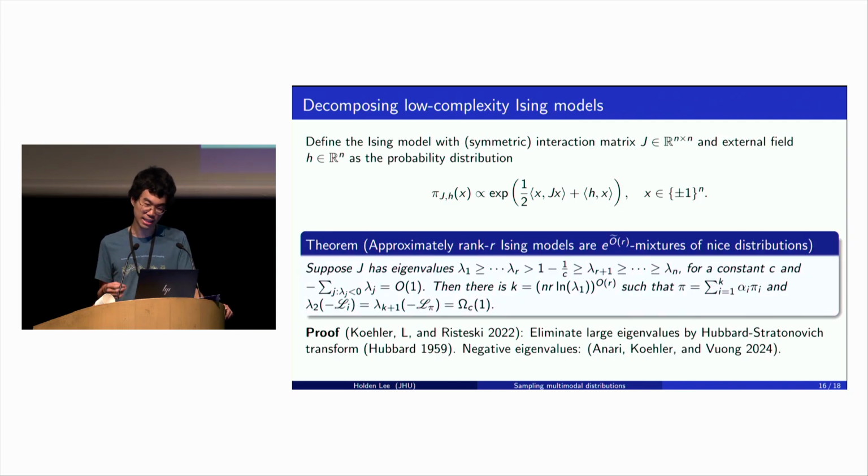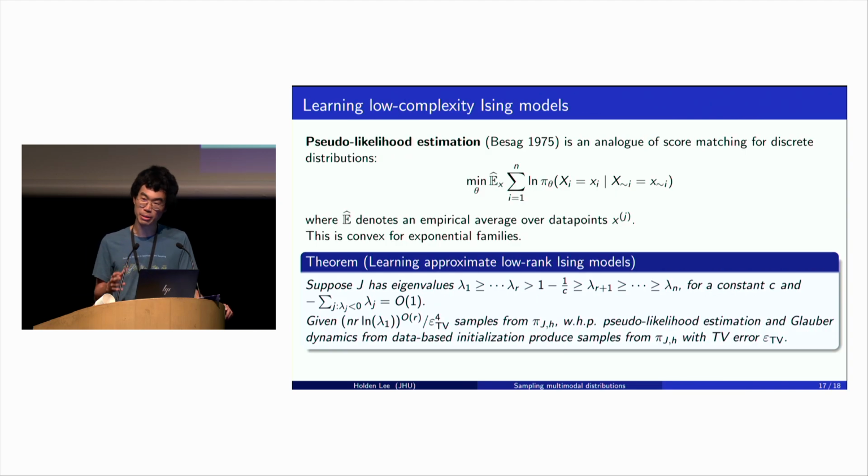We'll use a result that approximately rank-R Ising models are mixtures of distributions with good mixing. The number of mixtures is exponential in R. Roughly speaking, we can allow R eigenvalues that are outside the range 0 to 1. In this setting, we can use the discrete analog of score matching, which is pseudo-likelihood estimation, and then use Glauber dynamics to generate fresh samples. So given a number of samples that's exponential in this rank R, we can use pseudo-likelihood estimation and Glauber dynamics to produce fresh samples to within distance epsilon, and thus learn this distribution.